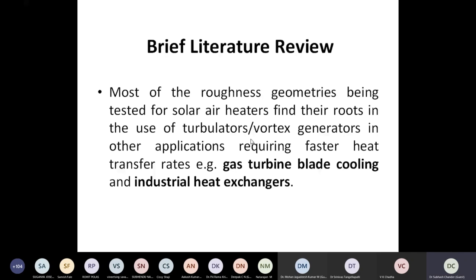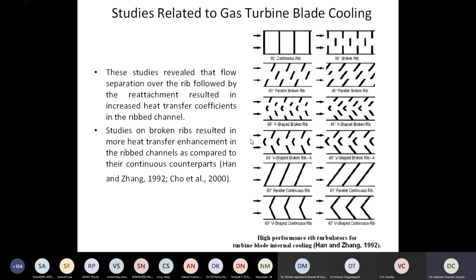The rib roughness concept, what we could conceive through our studies, basically came from the studies carried out in the domain of gas turbine blade cooling, and industrial heat exchanger applications. We applied those things to the solar air heater, and we could see that there is a lot of gain we could get by deploying those types of rib roughness elements. These are some of the elements which are being used in gas turbine cooling.